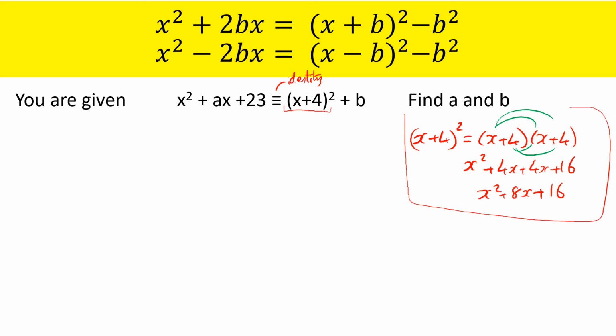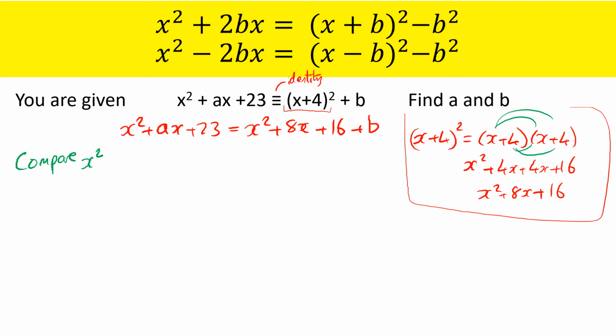Okay, we're going to use that. So let's expand that and let's write what we've got. So we've got x squared plus ax plus 23 is equal to x squared plus 8x plus 16 plus b. So what we want to do is we want to compare. We want to compare things that are of the same power. So we're going to compare the x squareds to start with.